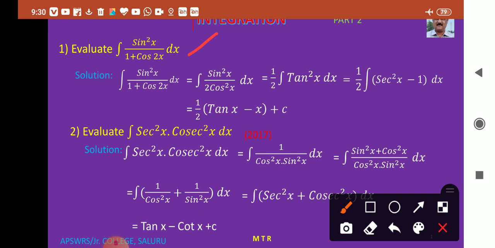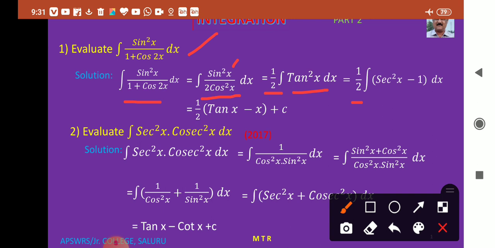You know the formula of 1 plus cos 2x. What is the formula of 1 plus cos 2x? Yes, 2 cos square x, from our trigonometry multiple submultiple chapter. So write this 1 by 2 here. Sin square x by cos square x is tan square x. This is equal to 1 by 2 into, this time we have to know the formula of integral tan square x.